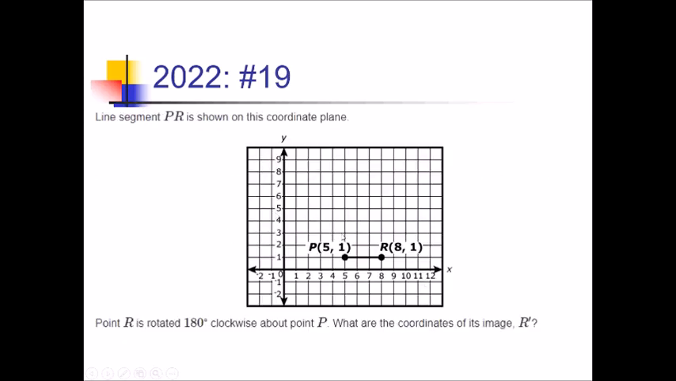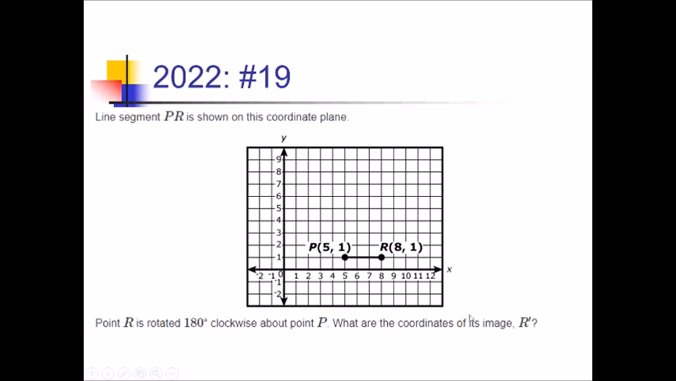For this problem, we're given a line segment on the coordinate plane, and we're rotating point R 180 degrees clockwise around point P, not the origin, point P. This actually makes our lives easier than if we rotated it around the origin, because you can just think of this as like a string or like a clock hand just rotating around.